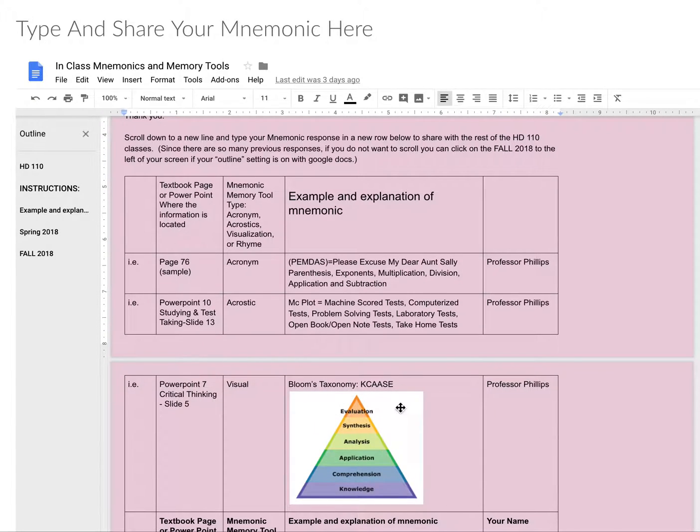And then, like I said, the little visual that I showed you before, and from PowerPoint 10 on studying and test taking, slide number 13, MCPLOT: machine scored tests, computerized tests, problem solving tests, laboratory tests, open book or open note tests, and take-home tests. So if you're trying to memorize these standard forms of test taking, you could remember MCPLOT, and you would be able to, during a test or quiz, recall the information. So that's how this works.